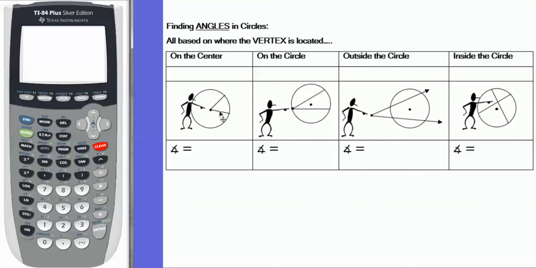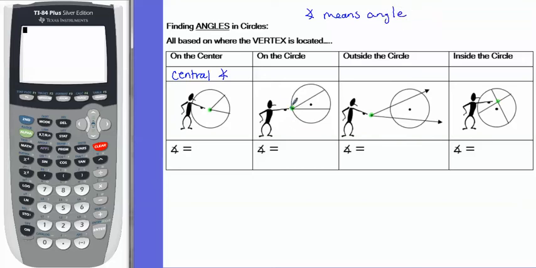Now, the vertex of these angles is located where these points are at, and I can highlight them so you can see them a little bit better. This point here, this point here, this point here, and this point here. I like to remember these based off of where they are. This one's on the center, and we call it a central angle. Don't forget, this little mark means angle.